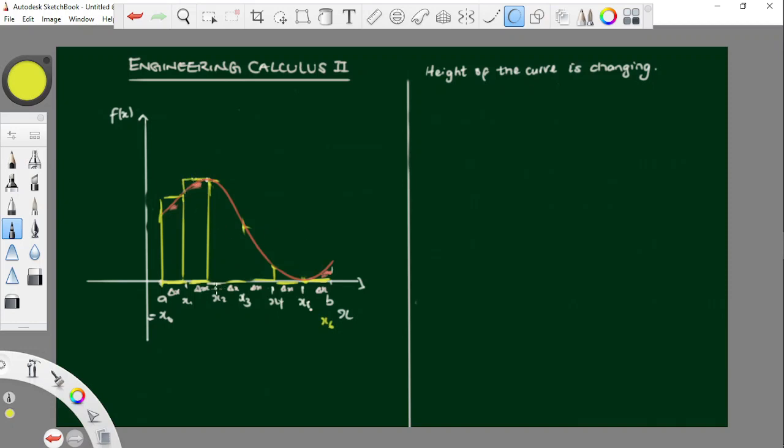Between x2 and x3, the height we're going to take, I think this was poorly done, but let's just work with it. This is our x2. This is our x3. So the height we're going to take is going to be the value at x3, not the one at x2 anymore. So between x2 and x3, the height of the rectangle corresponds to the value of the function at x sub 3. The one after x sub 3 is x sub 4, so we take the one at x sub 4.